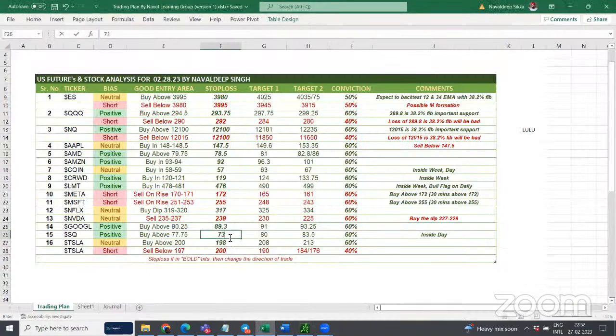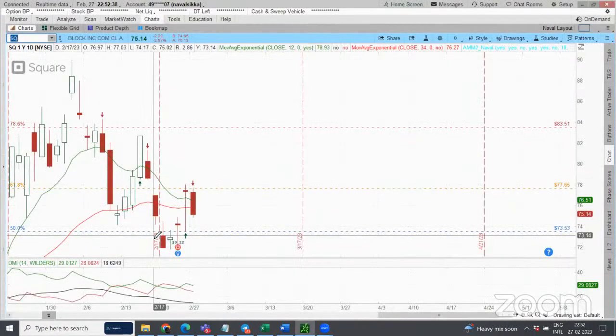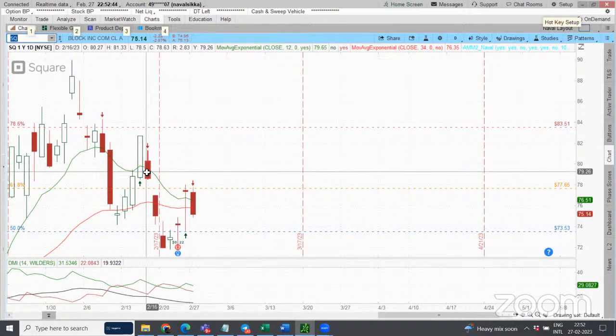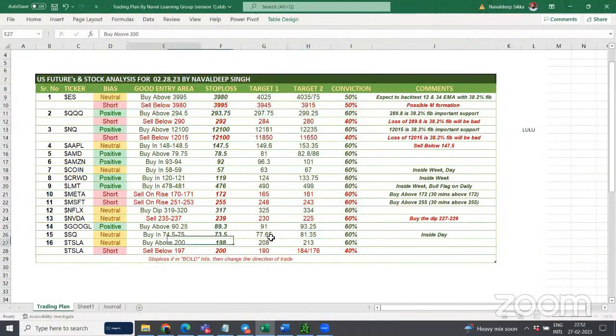73.50 is my stop loss. I want to buy. It's an inside day, so I'm reducing it to neutral. I want to buy this at 74.50 and 75 area. Targets 77.65 and 80. What's the high? 81.35. That's the area where Square can perform. Yep, TJ, my range is exactly the same, 93.25. So something on that same range.